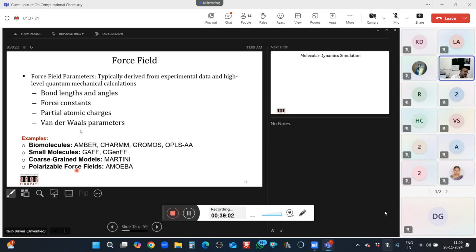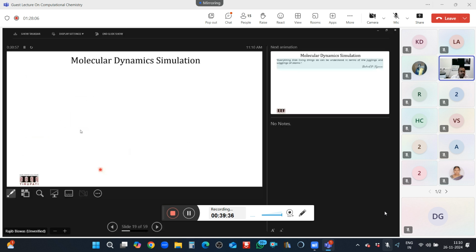And then polarizable force fields. In the classical force field, we just said that the atomic charges are static at the center, but when atoms of different polarity come closer, they should rearrange. They should have a little bit of alteration of the charge density and their position. That is known as polarizability. That information is missing in the standard classical force field, but if you would like to include it, there are some force fields. One of them is AMOEBA. That can be used to include polarizability.